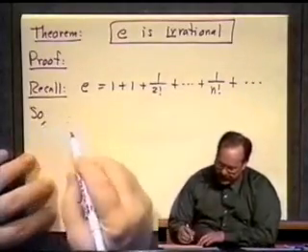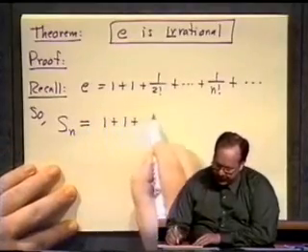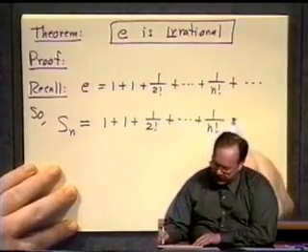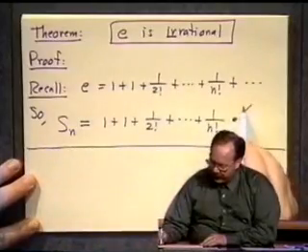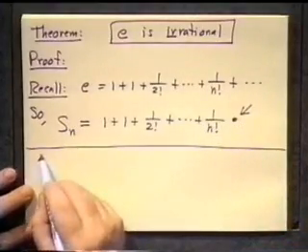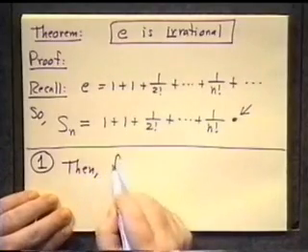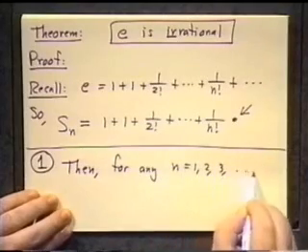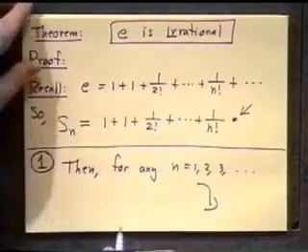And so we can let S sub n, the nth partial sum, be 1 plus 1 plus 1 over 2 factorial plus up to 1 over n factorial, period. Okay? Partial sum always ends at that point. So that's the nth partial sum. So then part 1 of the proof. Part 1 of the proof says then for any n, I'm talking about n equal 1, 2, 3, etc., we can write the following. And here is the entire argument for this first part.